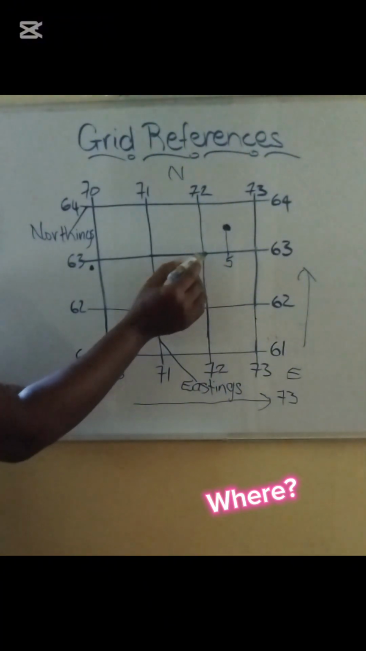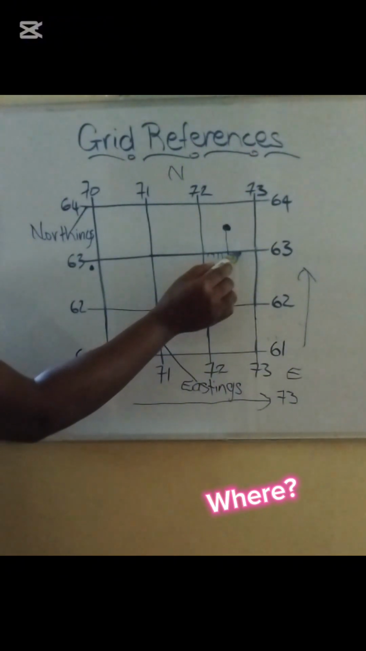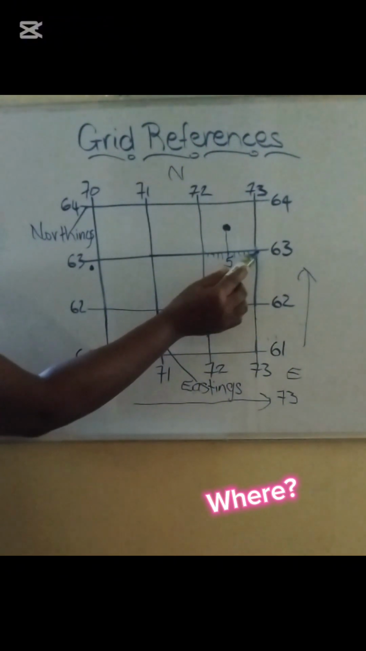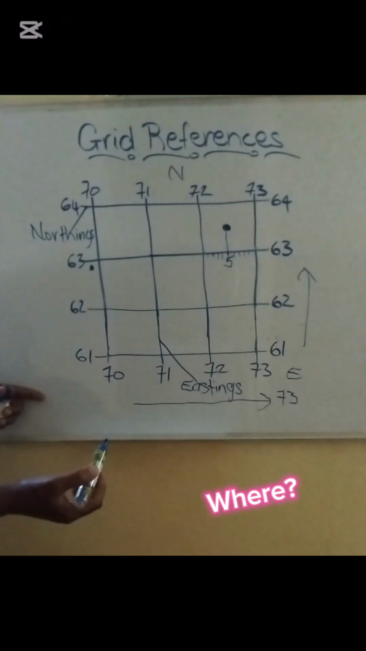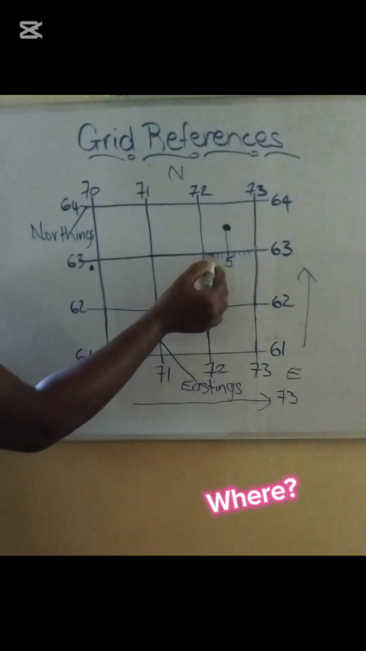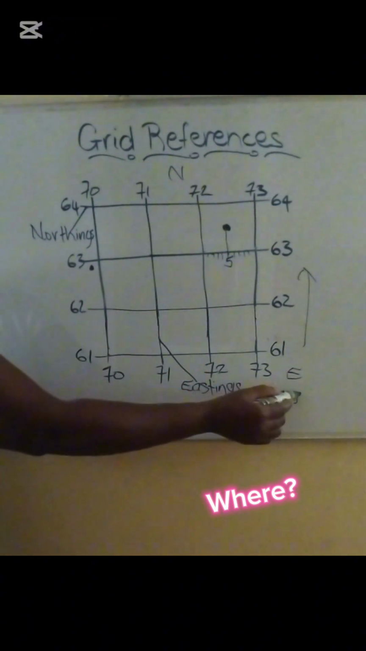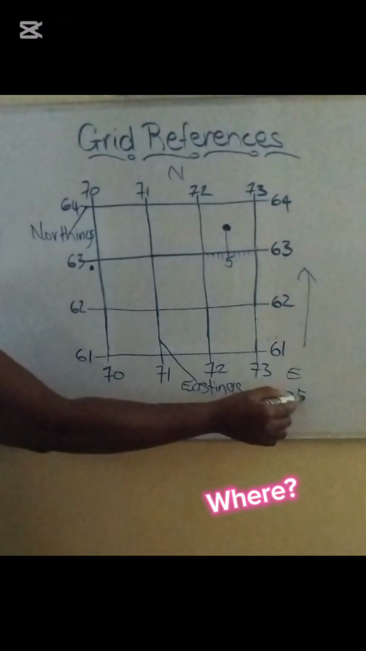Okay, so let's segment it. So this would be 0, this point here, and then 1, 2, 3, 4, and this makes it 5, 6, 7, 8, 9, and this makes it 10. Okay, so there we can see that because it's just about halfway, it's about 5. So we say 73, 5.